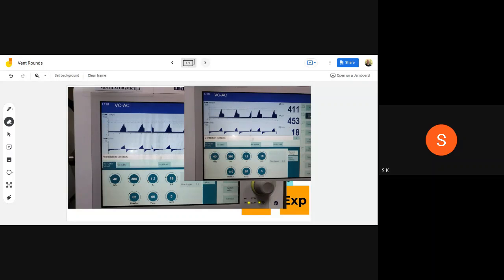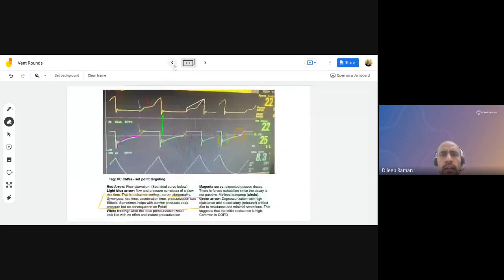Sindhuja, hi. Can you please explain about the trigger setting in Mackie ventilators? Is it different from the other ventilators? No, it's very similar. Flow versus pressure trigger.